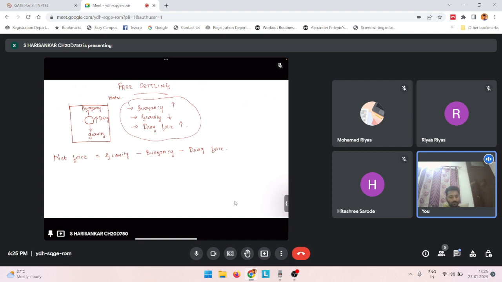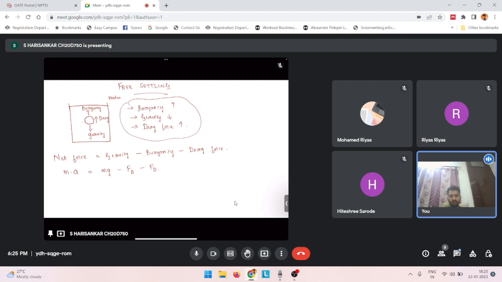So net force, you can write it as m into a by Newton's laws. So F is equal to ma, right? So net force, you can write it as ma, which is equal to gravity. You can write gravity as mg, and the buoyancy force, you can write it as Fb, and then the drag force, you can write it as Fd.